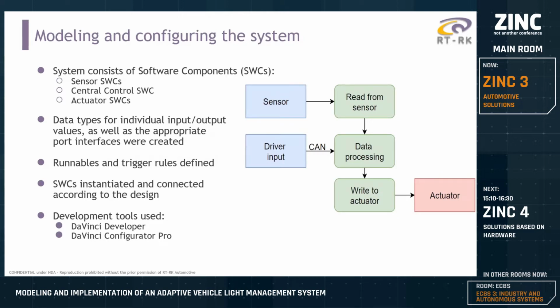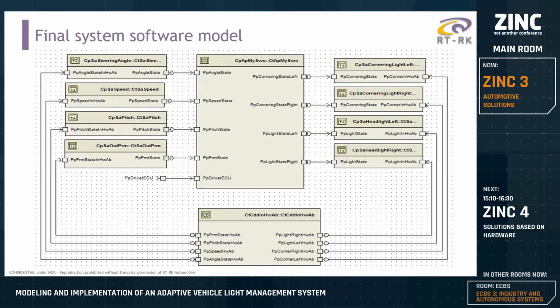For components to do something, the runnable entities were created. They are called runnables. And they have some trigger rules which were also assigned, so they know when and how often they do something. And after we finished these components, they are connected, and you get something like this, or exactly this.